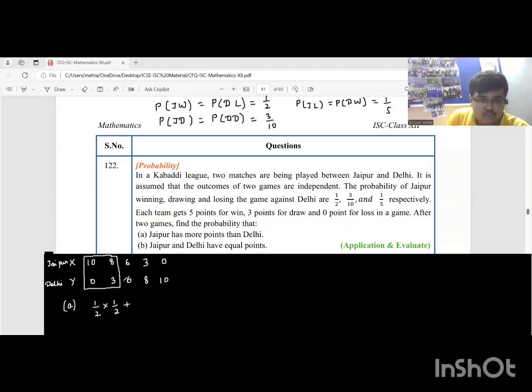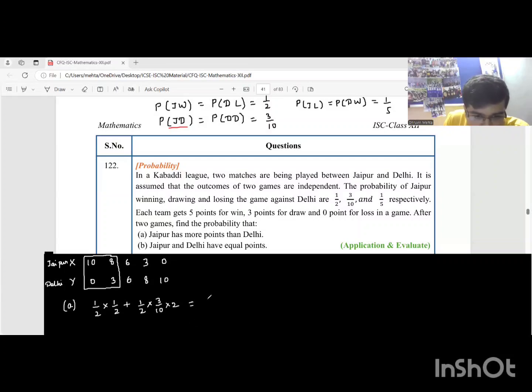Plus, second possibility, students, is that Jaipur wins 1, draws 1. So here, if Jaipur wins 1, the probability of Jaipur winning 1 is half. Probability of Jaipur drawing 1. Now, probability of Jaipur drawing is this probability of JD, which is 3 by 10. So that is 3 by 10. But do you understand, students, the sequence matters. It is a possibility that Jaipur wins first, draws second, or vice versa, draws the first, wins second, and hence into 2. This, students, will give you the answer for the first part.